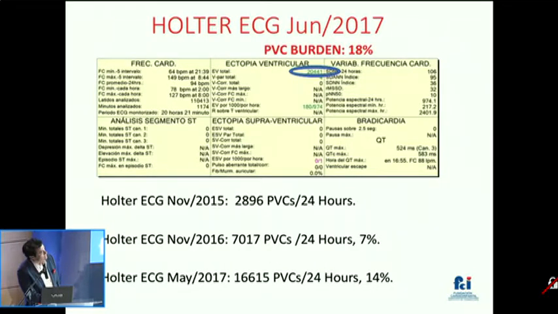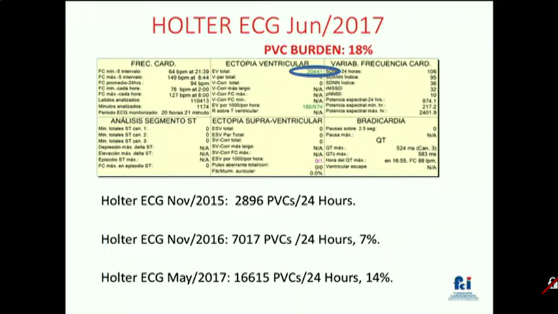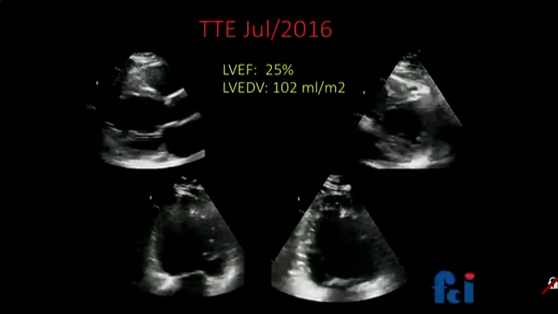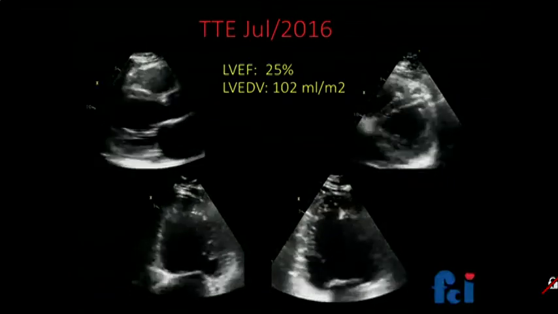1,000 extrasystoles with a burden of 18%, and you can see the different Holter tests, at least when she first presented with heart failure, with not a very large arrhythmic burden, so it is not induced by extrasystole.